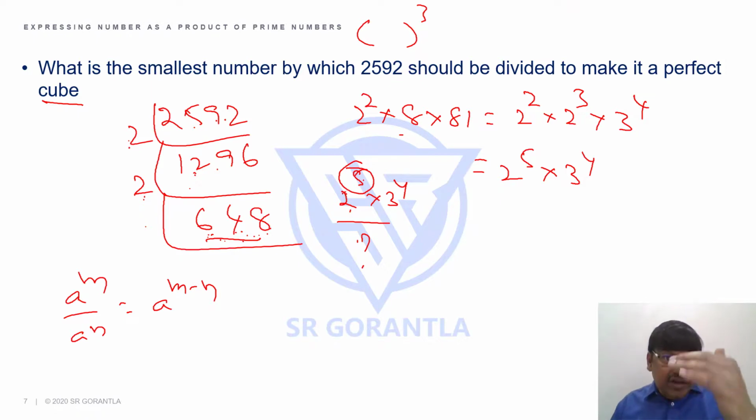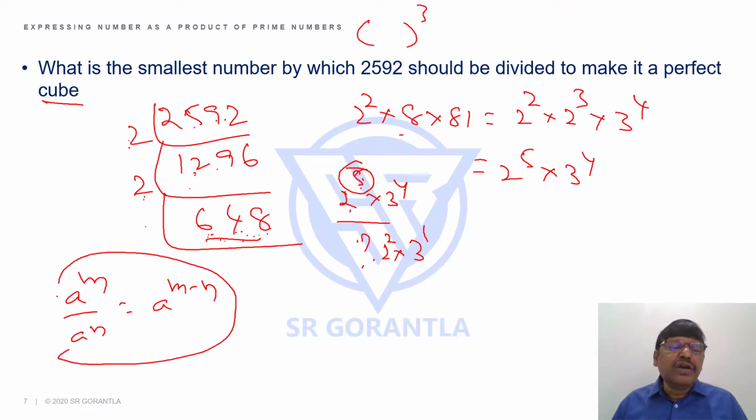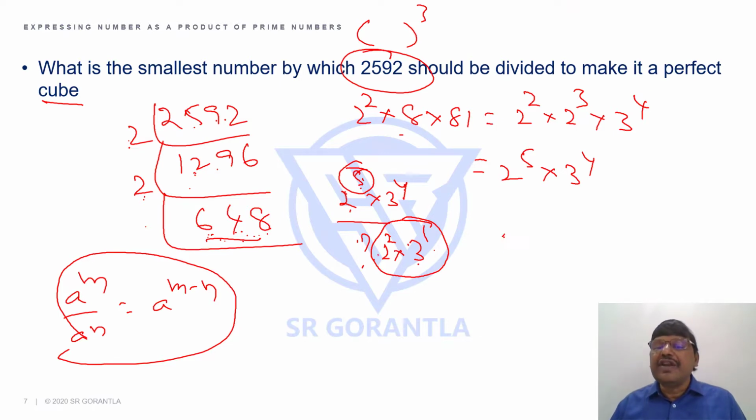So 5 is there, it should come down to 3. What should I divide with? 2 square. 3 power 4 is there, it should become 3 cube. So what should I divide with? 3 power 1. Why? 2 power 5 by 2 square, as per this rule, will give 2 power 3. 3 power 4 by 3 power 1 will become 4 minus 1, 3 cube. Both will become perfect cubes. So 2592 should be divided by 2 square into 3 power 1, that is nothing but 4 into 3, 12. My answer is 12.